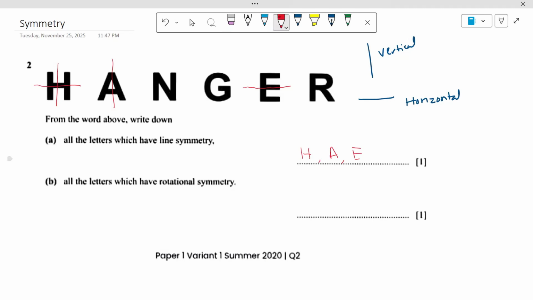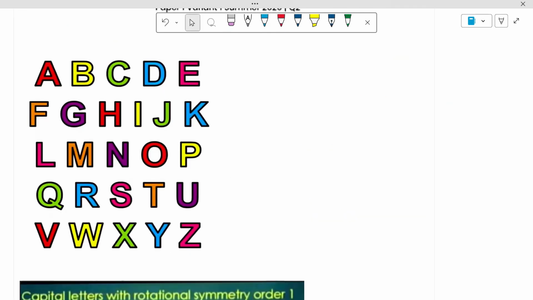Now, in this case, rotational symmetry, if we rotate the letter N, it will exactly look as the letter N, and H. N and H have rotational symmetry. Now let's learn the concept. Here I have taken capital alphabets.